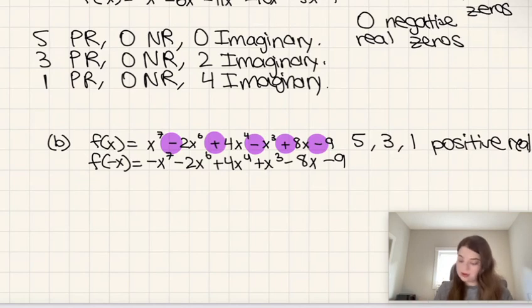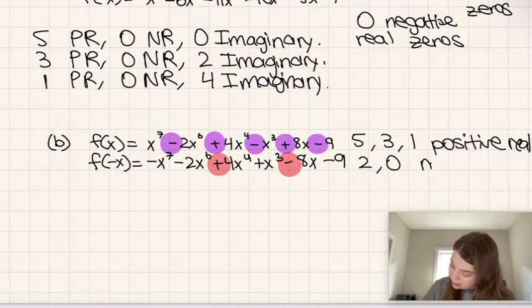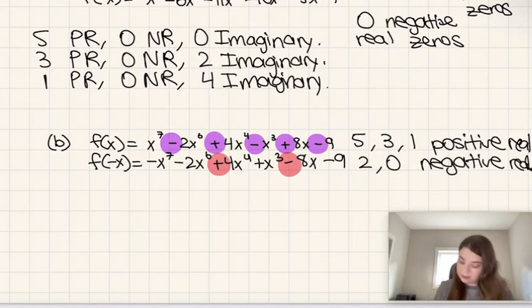Okay, what about negative reals? Well, let's see. We start with a negative here, and then we still have a negative, so that's not a sign change. But then here, when we switch to positive, that's sign change 1. Then we stay positive for x cubed, so we can skip that one. And then we switch again back to negative. So we switch twice, and then we stay negative for the last one. So in this case, there are 2. So therefore, there must be either 2 negative reals or less than 2 by an even factor. So either 2 or 0 negative reals. Okay, and overall, there must be 7.